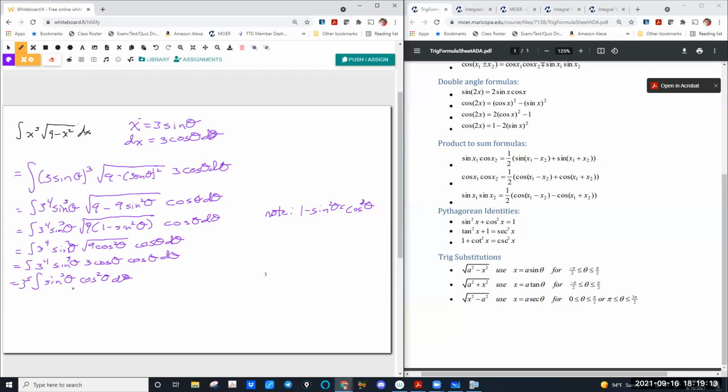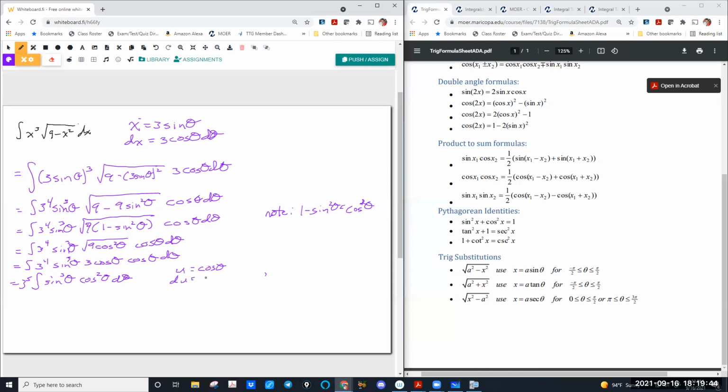That's basically why we do trigonometric substitution, to get rid of things like this radical. Now, this should look kind of familiar. It's very similar to the one we did earlier. The only difference is we're going to let u be cosine instead of sine, because sine is what we have extra of.